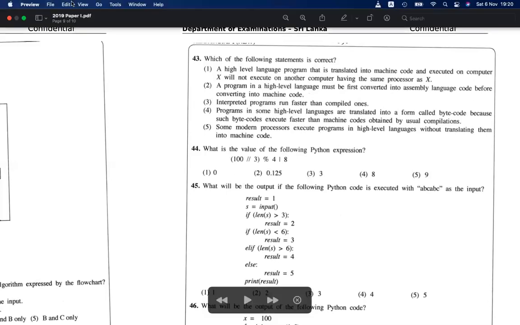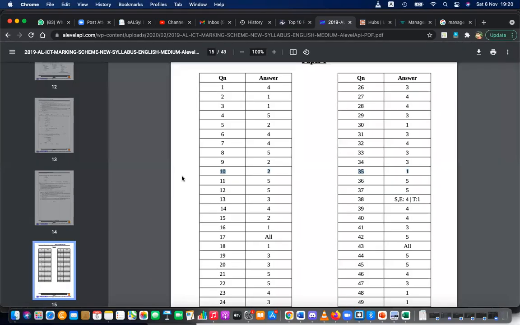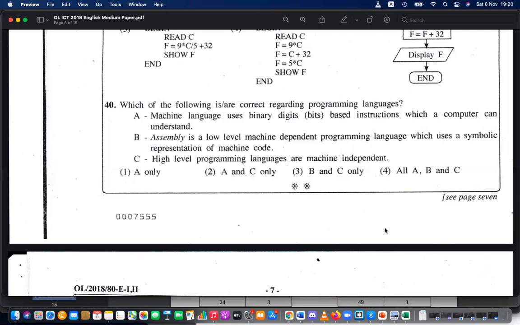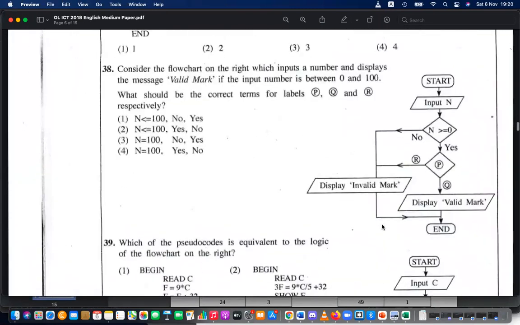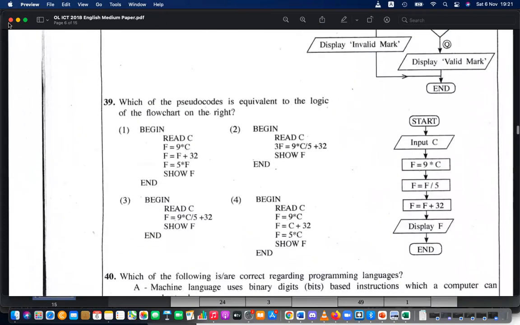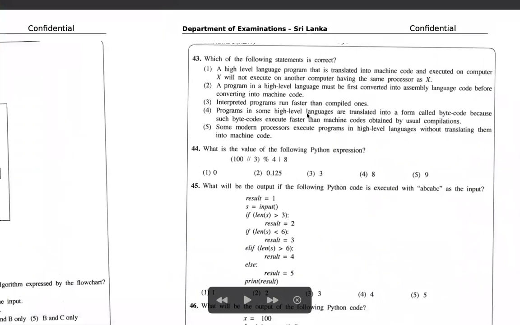So let's see what has happened in the marking scheme if they have given it. 43, all right. Because no proper answer is there, 43 they have given all. 40, this is not the one we will discuss. Okay.